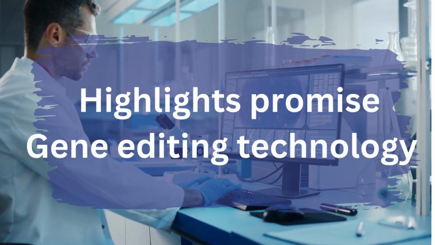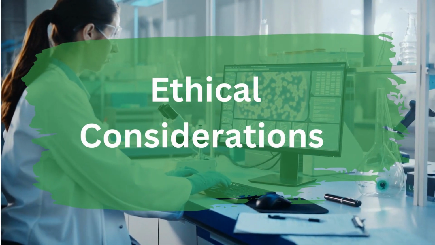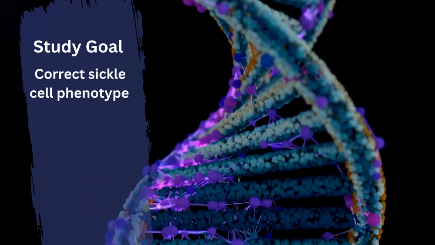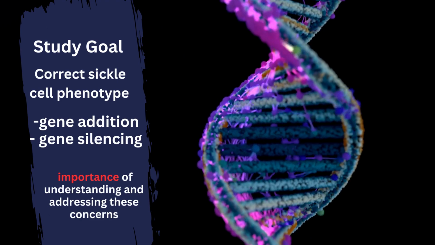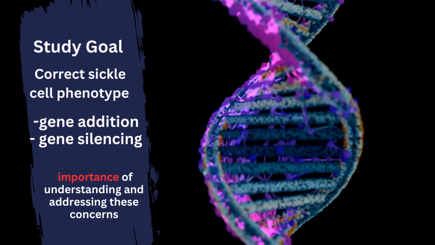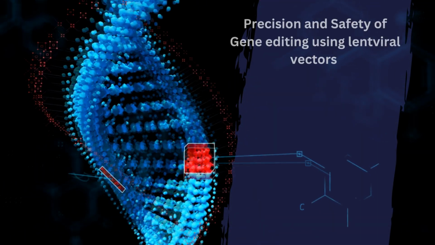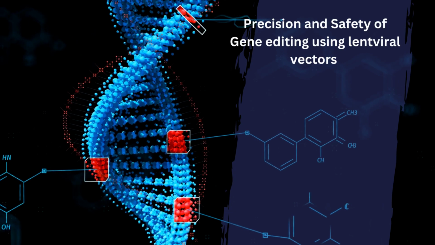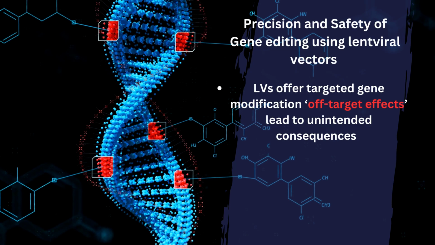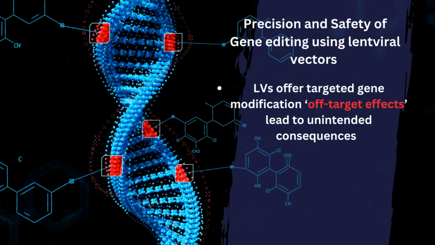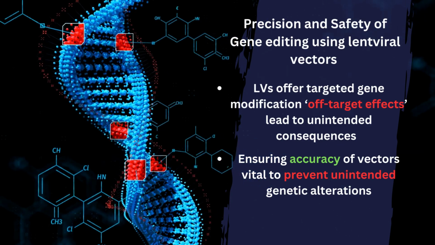editing technology, but this potential is accompanied by intricate ethical considerations that require careful scrutiny. The study's goal to correct the sickle cell phenotype through gene addition and gene silencing strategies underscores the importance of understanding and addressing these concerns within the context of the research. A central ethical concern is the precision and safety of gene editing using lentiviral vectors. While lentiviral vectors offer targeted gene modification, the possibility of off-target effects could lead to unintended consequences. Ensuring the accuracy of these vectors is vital to prevent unintended genetic alterations.